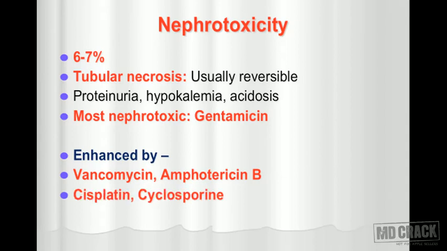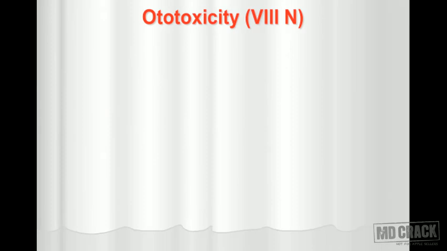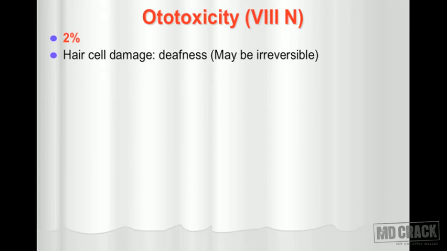The next on the slide is cisplatin. This is an anti-cancer agent and it is nephrotoxic, so you need to be careful. Another agent, an immunomodulator, is cyclosporin. So vancomycin, amphotericin B, cisplatin and cyclosporin: you need to follow precautions if you are going to give an aminoglycoside along with these drugs. We move on to the next slide. The next toxicity under discussion is ototoxicity, that's eighth nerve damage, vestibulocochlear nerve damage. It happens in about 2% of patients, and what happens is hair cell damage.